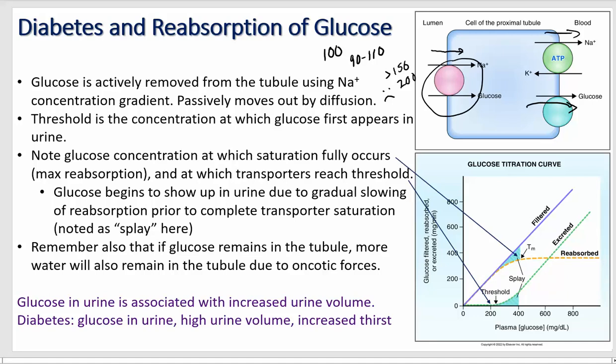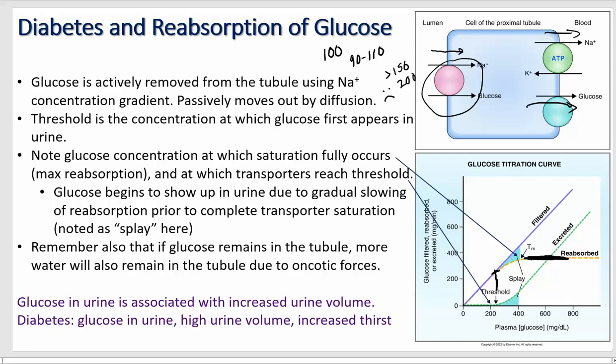I don't know if it's necessary to point out, but it says that reabsorption fully occurs right here. So that's when we have fully saturated. That's our max reabsorption, right about there. But we can see that it starts to get saturated and starts to slow down right about here. That looks like about, I don't know, 230, 250, whatever. So that's when it starts to slow down.